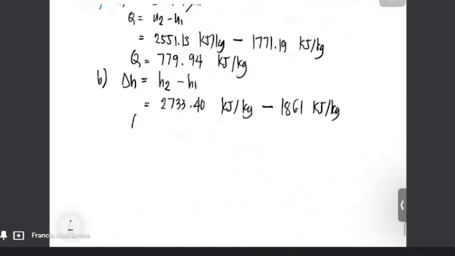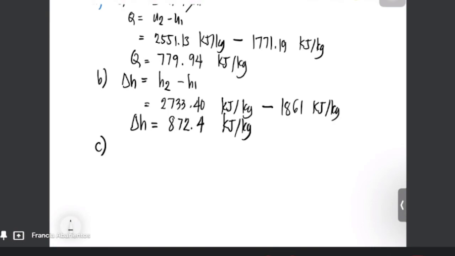So, the change in enthalpy. What is now the change in enthalpy? 2733.4 minus 1861. Okay. Ayan. Dami-dami. Yes. So, the answer now is 872.4 kilojoule per kilogram. And sa letter C, pa-perfect yung class ng aking exam.